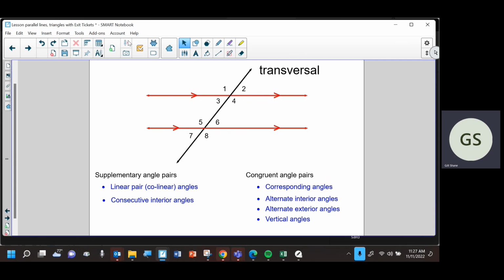So we did the whole alternate exterior, alternate interior. So what else is the same as 8? 1 would be the same, right? And then what would be the same as 1? There you go. So you know 4 of them right there. They're all the same. What else can I figure out?